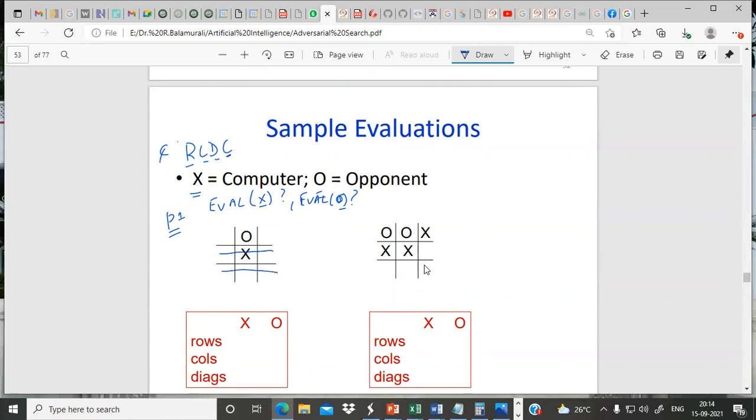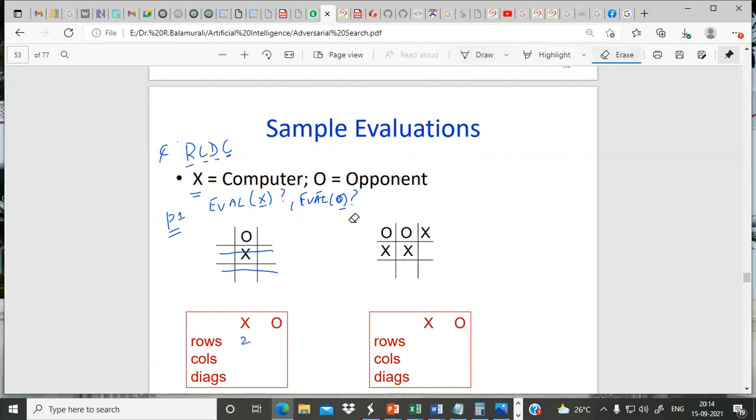Is there any other row? In this row, the computer cannot win, so this is not possible for computer. I'm deleting this. So there are only two possibilities in terms of rows for the computer. Here I'm writing 2.